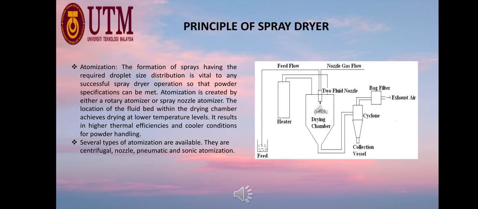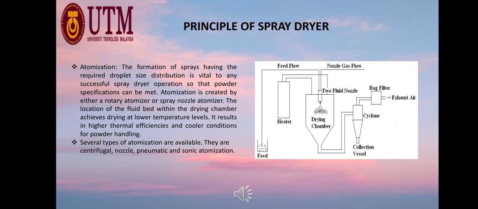The location of the fluid bed within the drying chamber achieves the drying at lower temperature levels. It results in a higher thermal efficiency and cooler condition for powder handling. There are four main types of atomization, which are the centrifugal, the nozzle, pneumatic, and sonic atomization.